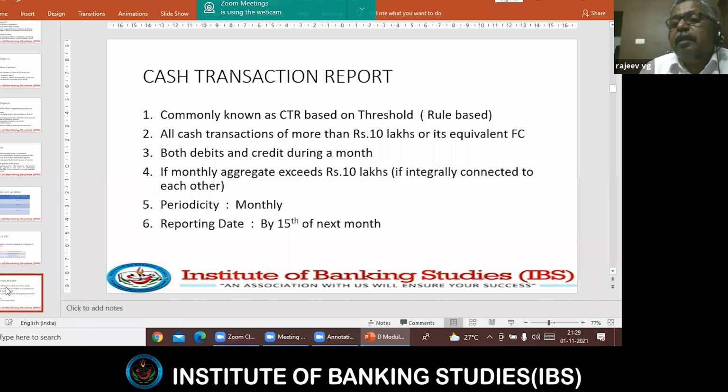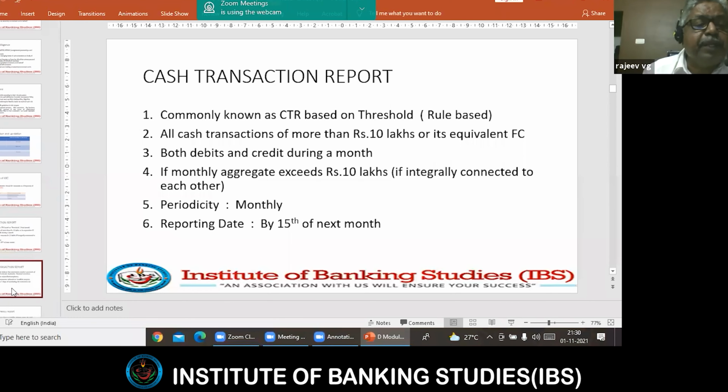The report has to be submitted monthly. What is the time available for us to submit? It has to be submitted by the 15th of the next month. And to whom? It has to be submitted to the Financial Intelligence Unit India, short form FIU-IND. This was asked several times in exams, the expansion of FIU-IND. Questions on the limit of CTR and when it has to be submitted were asked earlier. So CTR has to be submitted monthly, by the 15th of the next month, to FIU-IND.